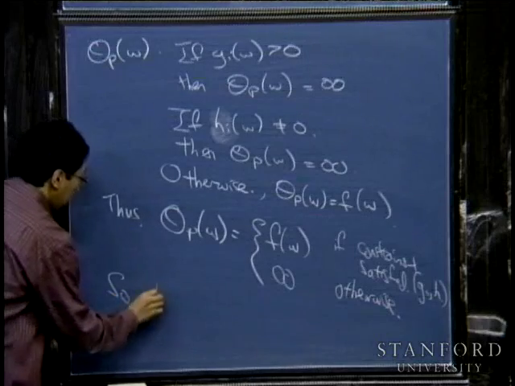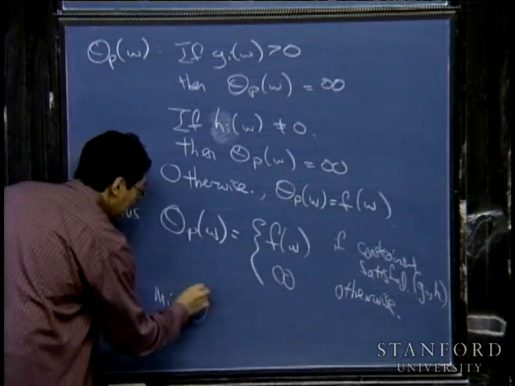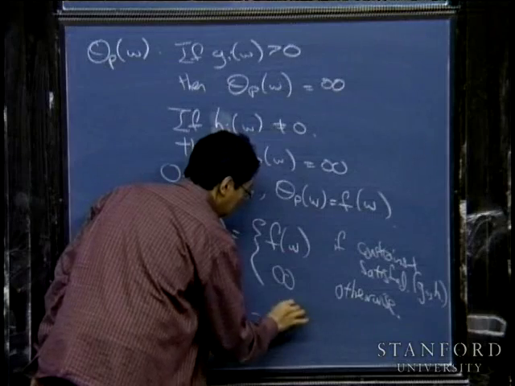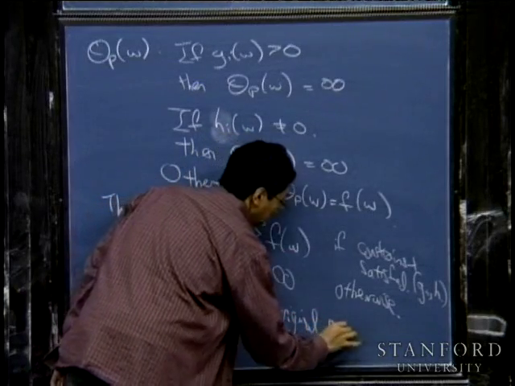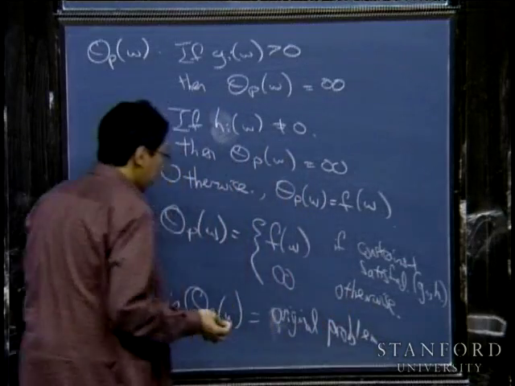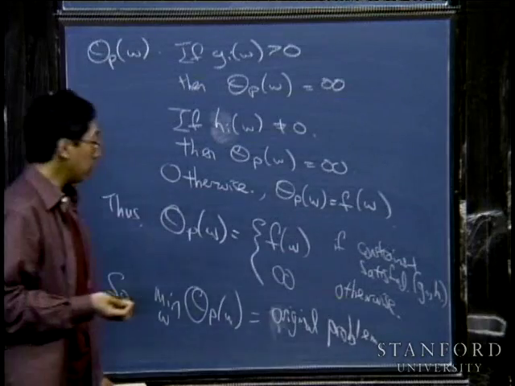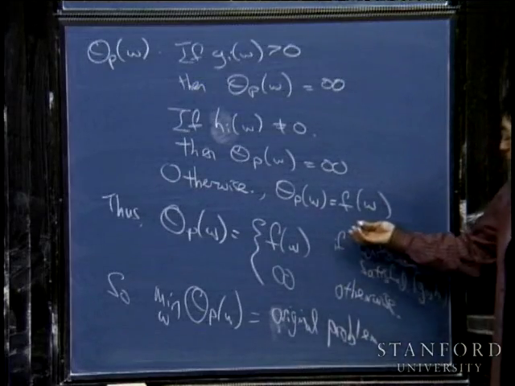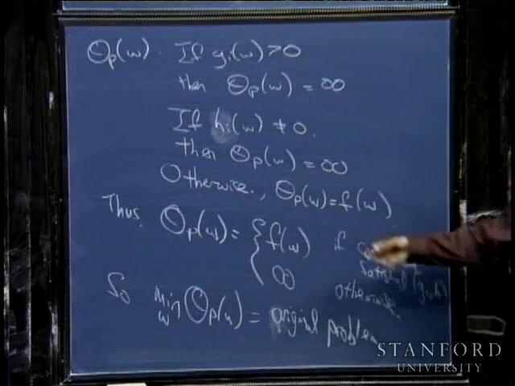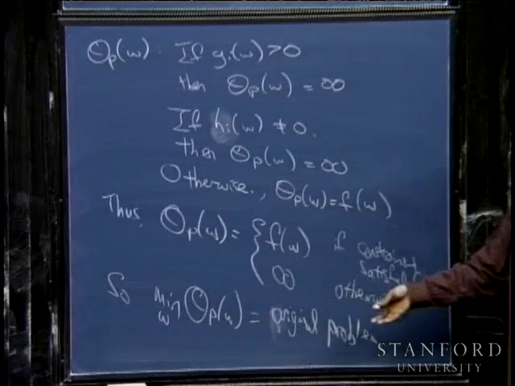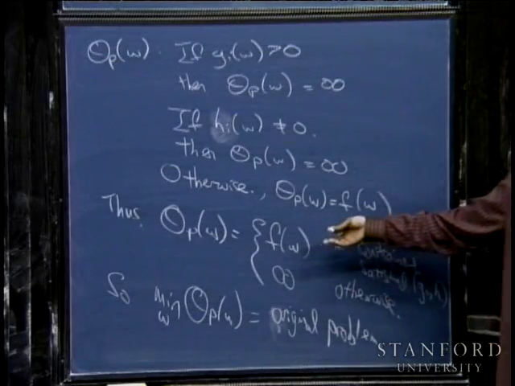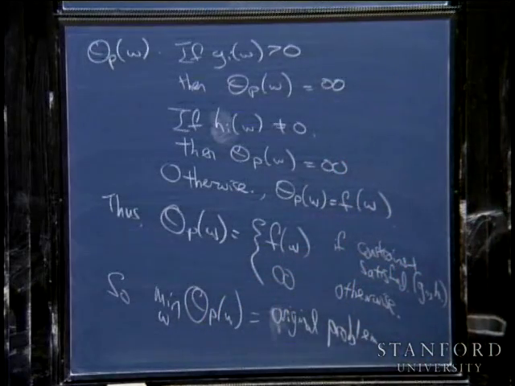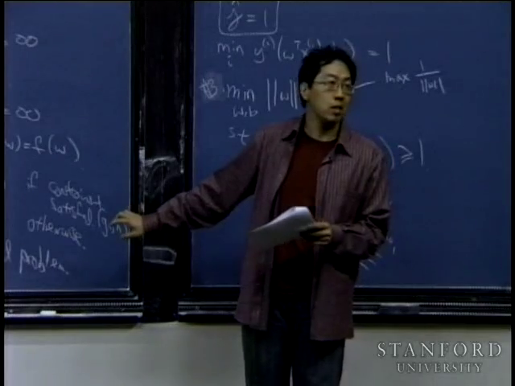So the problem I wrote down, of minimizing theta_P of w as a function of w, is just the original problem. That's exactly the same as my original primal problem, because if you choose a value of w that violates the constraints, you get infinity, and if you satisfy the constraints, you get f of w. So this is really just the same as saying satisfy the constraints and minimize f of w. That's really what minimizing theta_P of w is. Raise your hand if this makes sense. Okay, cool.